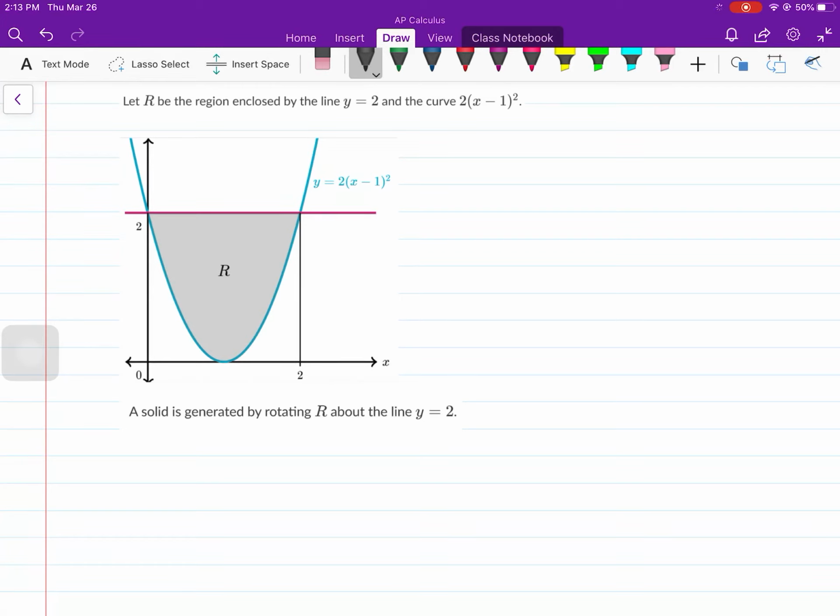This example is just like the last. So we're revolving it around now a horizontal axis other than the x-axis, which is y equals 2. So it's still the same formula. We're going to go ahead and go with the integral from a to b of pi r squared.